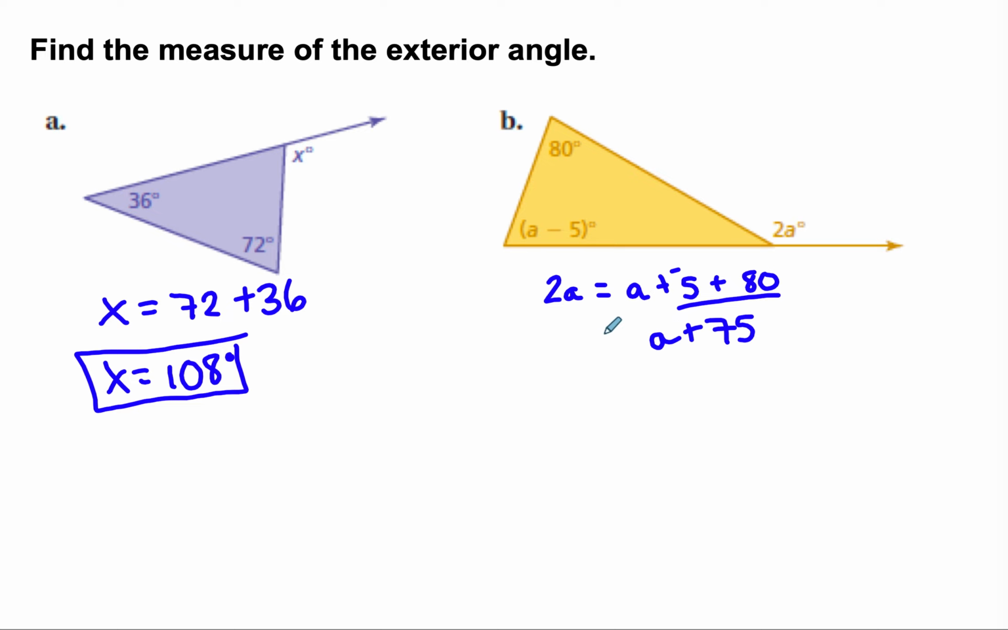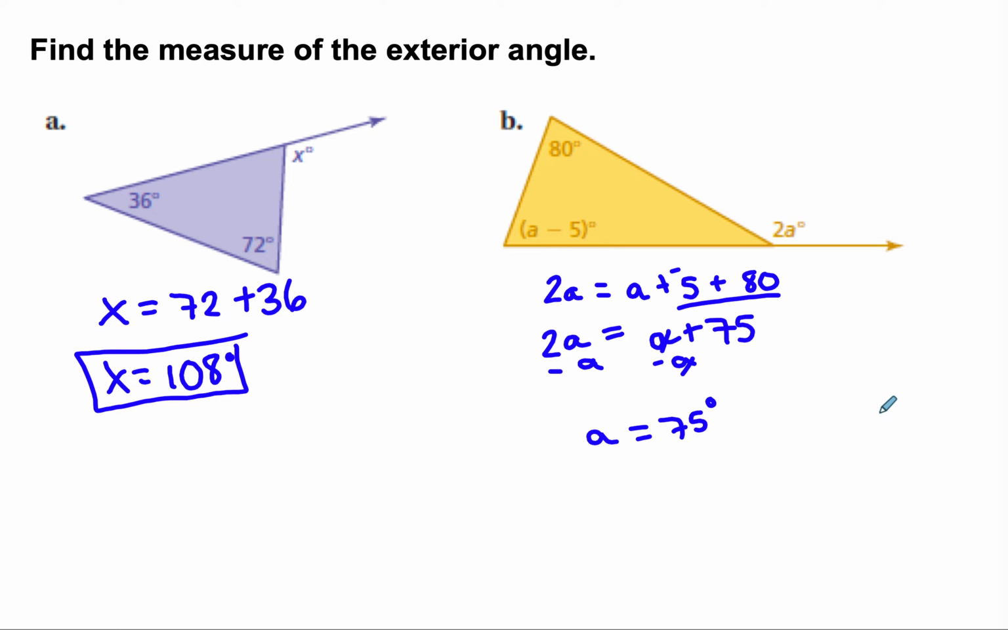So I have A plus 75 equals 2A. Now I need to add or subtract until all my variables are on the same side and all my constants are on the other. I only have a constant on this side, which means I need to move the A. I get rid of it by subtracting it. A minus A is 0, leaves us with 75. 2A minus A is A. So I have A equals 75 degrees.